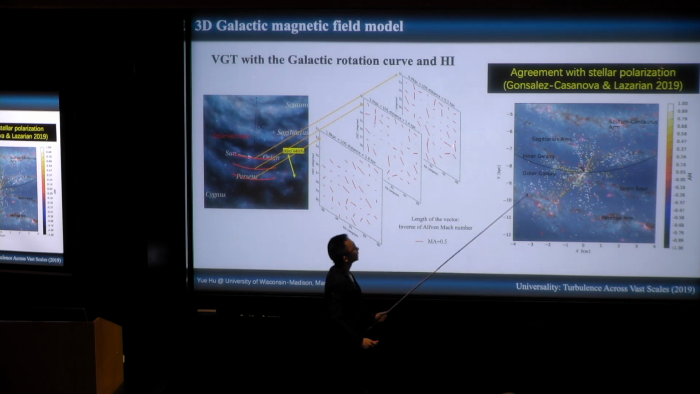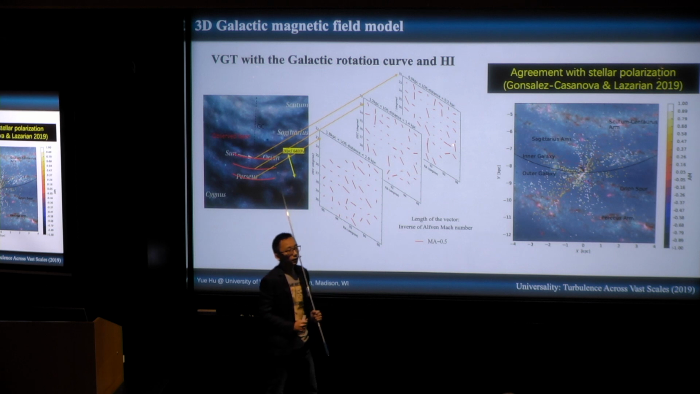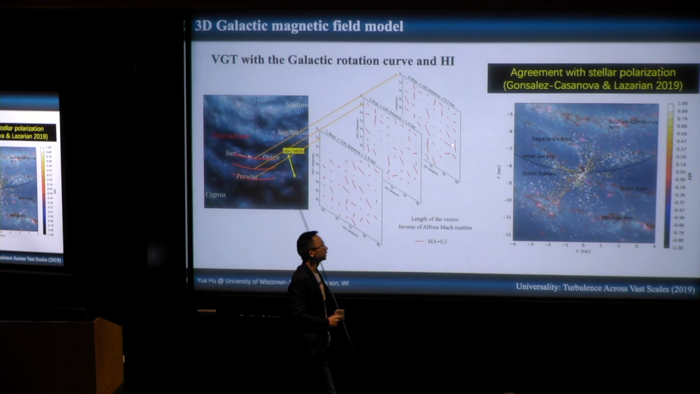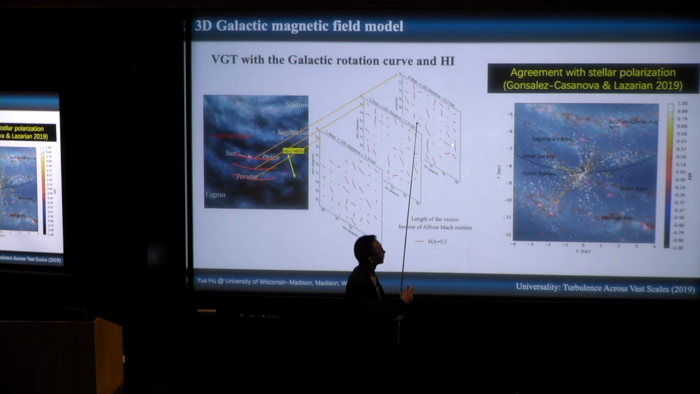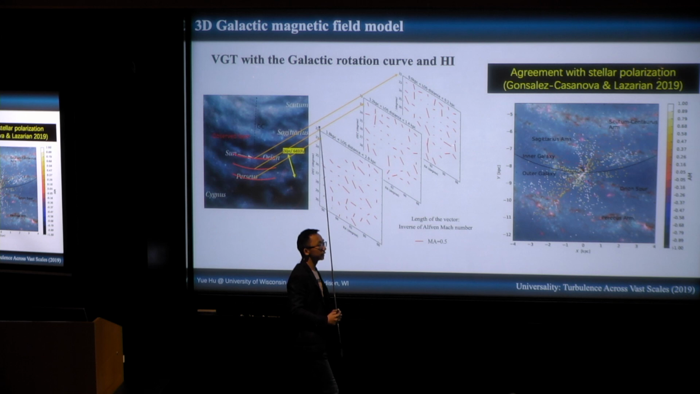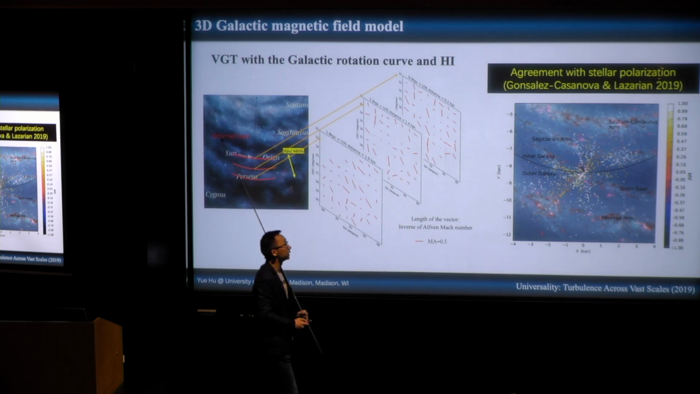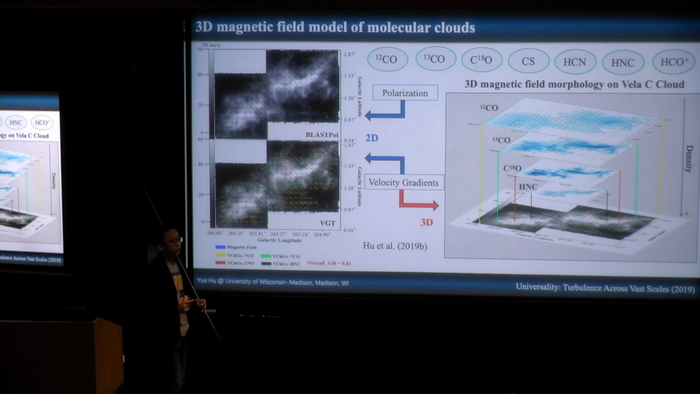The white points mean they show very good agreement, and the dark points mean there is a disagreement. We can see in most regions, the velocity gradients align with the magnetic field from stellar polarization. But there also exists disagreement. Why? Please do not forget the existence of molecular cloud. In molecular cloud, the physical properties are different.